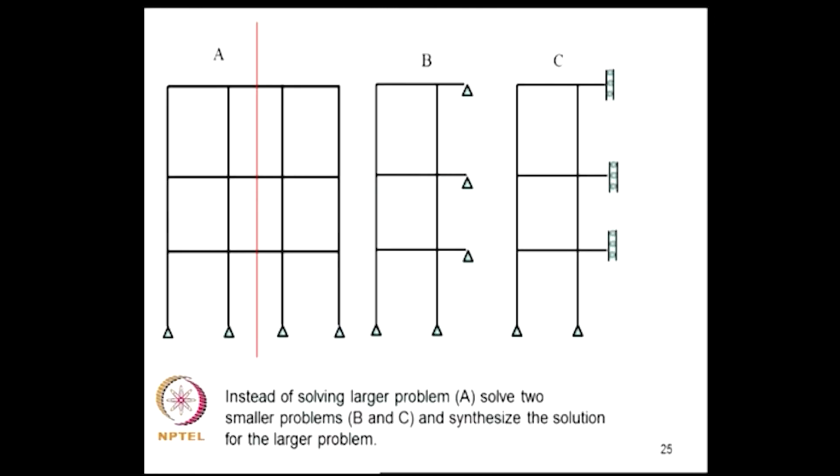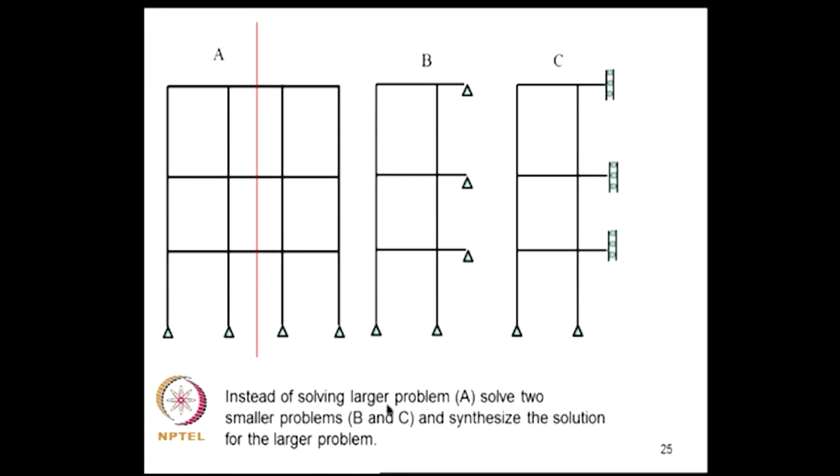Now, this is again illustrated here. Suppose you have a multi-story building frame. This frame may require, say, 500 degrees of freedom to analyze the problem. So, what I will do is utilize the plane of symmetry, which is this red line, and analyze two problems, okay. So, this will have 250 degrees of freedom, this is 250 degrees of freedom. So, two such smaller problems will be solved and I will synthesize the solution for the built-up system, okay.